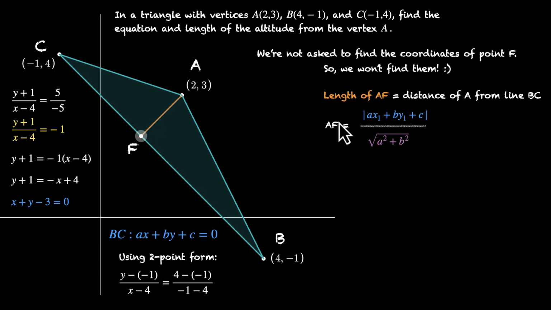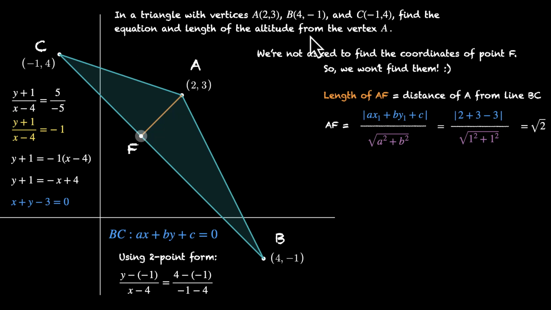Now we can use this to find the distance AF. So let's do that. This is equal to mod of, instead of x we'll put in 2, instead of y we'll put in 3. So 2 plus 3 minus 3, mod of this divided by square root of 1 square plus 1 square. This is 2 plus 3, 5, minus 3, 2. So 2 in the numerator and root 2 in the denominator. 2 by root 2 equals root 2. So we are halfway there. We've figured out the length of the altitude. That's root 2. Now on to the other half.